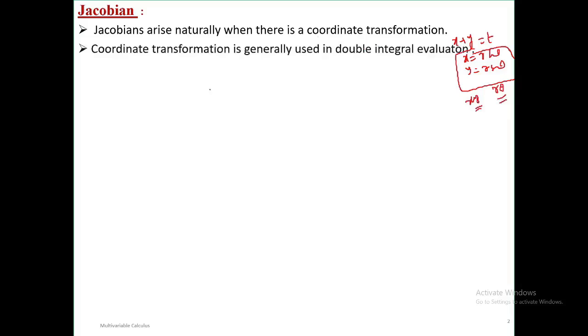Next, coordinate transformation is generally used in double integral evaluation as well as triple integral evaluation. In both we can use this Jacobian.